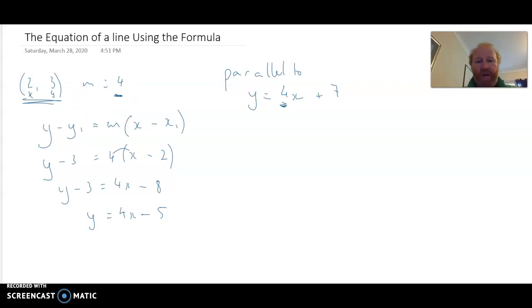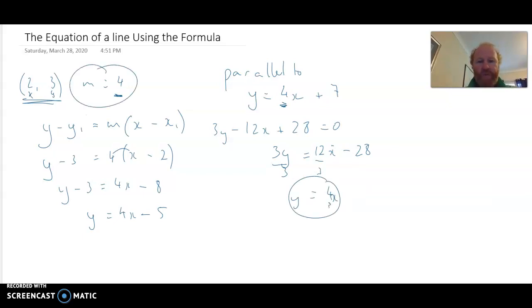If they're being less kind, they might take something like 3y minus 12x plus 28 is equal to 0, for instance. And then they're saying that we are parallel to that line. You're still going to have to get it down to y is equal to. So in this case, 12x minus 28. We're really only interested in a gradient, so we can divide by 3 here, divide by 3 here. And maybe that's how we found out that the gradient was 4.